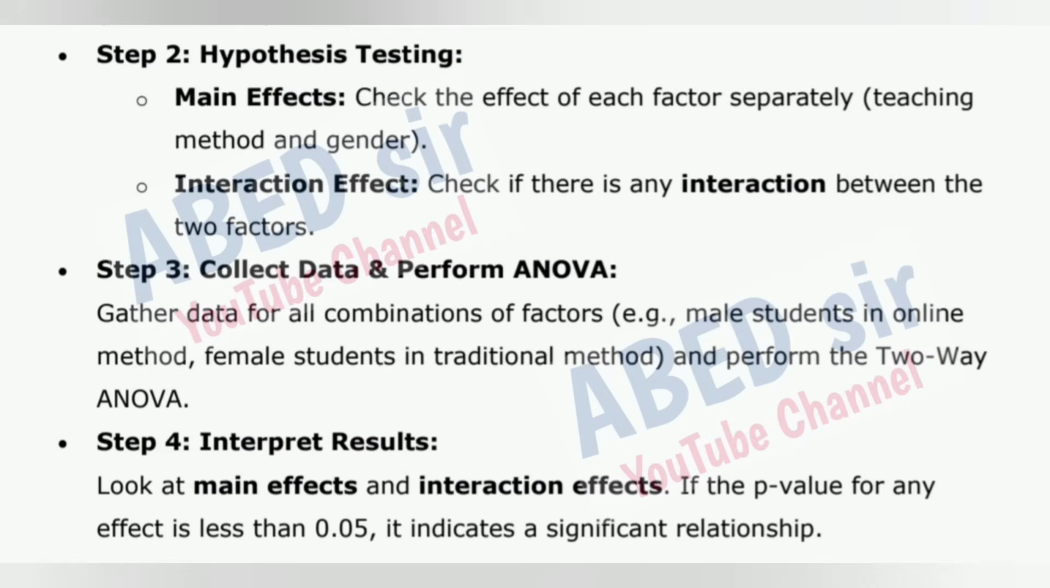Gather data for all combinations of factors, example, male students in online method, female students in traditional method, and perform the two-way ANOVA. Step 4. Interpret results. Look at main effects and interaction effects. If the p-value for any effect is less than 0.05, it indicates a significant relationship.